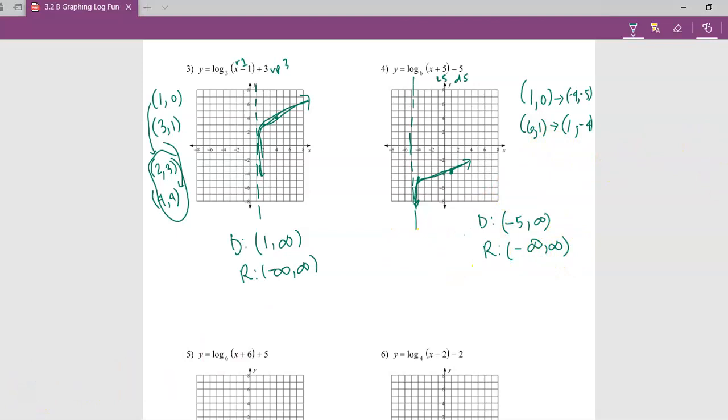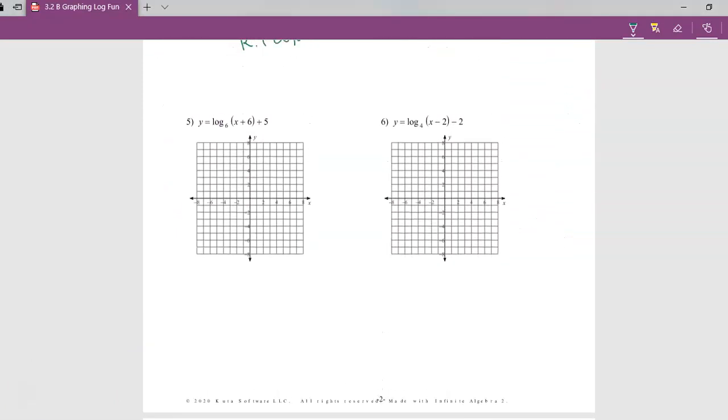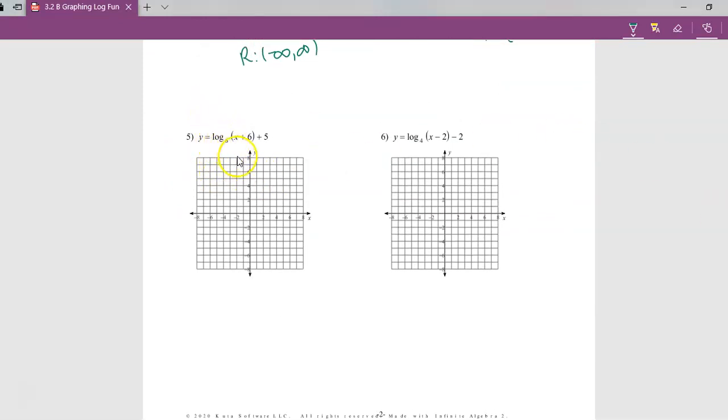All right, so let's just do one more, and then I just want to give you a couple other pointers before we end here. Let's actually do number 6. So our base is 4, so we have the points 1, 0 and 4, 1. Those are the 2 points that are going to be transformed. Since everything went left 2 and down 2, my asymptote would move from 0 over to negative 2. That's the left 2 that does that. Since everything's going left 2 and down 2, we need to subtract 2 from our x's, subtract 2 from our y's. This would be 1 minus 2 is negative 1.